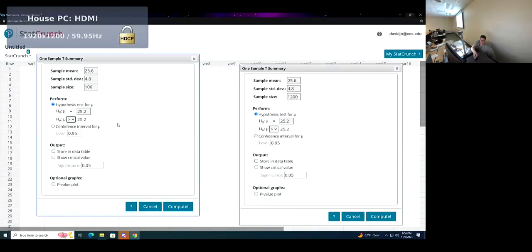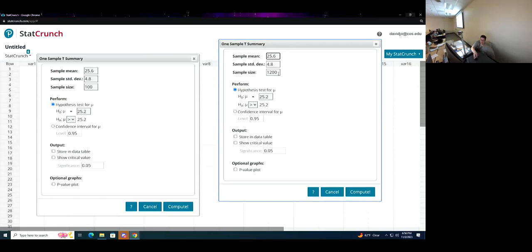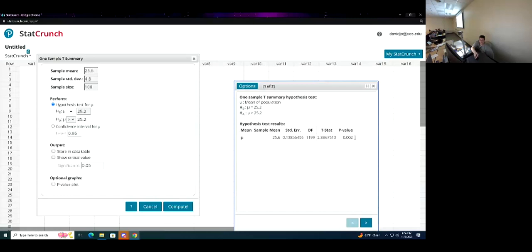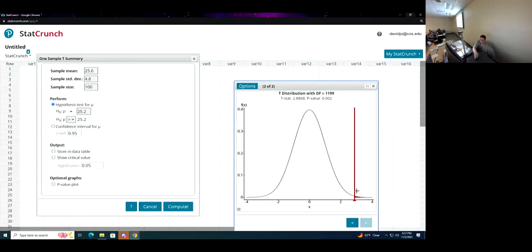I've got it set up two ways. They've got a really large sample size of 1200. I've also got it set with a sample size of 100. Let's look at the 1200 one first. They get a p-value of 0.002, which is below alpha, so we're going to reject H naught. And the curve looks like this. We're way out here.